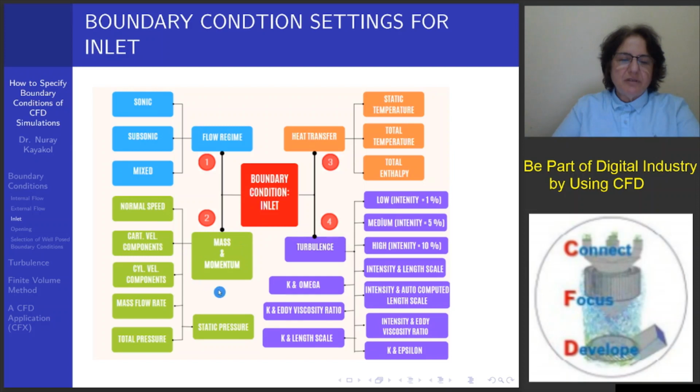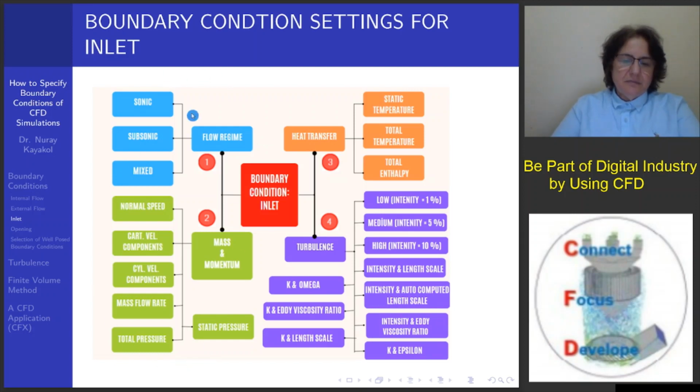In the mass and momentum section, you have several options. You can either define velocity or mass flow rate or pressure, either static or total pressure. You might give one single value for velocity, or you can define Cartesian components, velocity components, if you work in Cartesian coordinates, or in cylindrical coordinates, maybe you will give some other velocity components. We will see all these in coming slides.